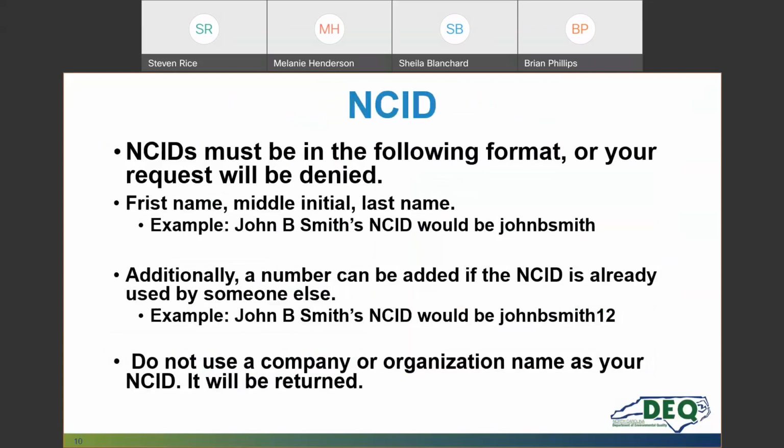So we did just talk about this a few slides back, but NCID usernames must be in a first name, middle initial, last name format. If the NCID you're trying to create is already used by someone, a number can be added after the last name. And again, do not use a company or organization name as your NCID, or your GMS Access request will be returned.